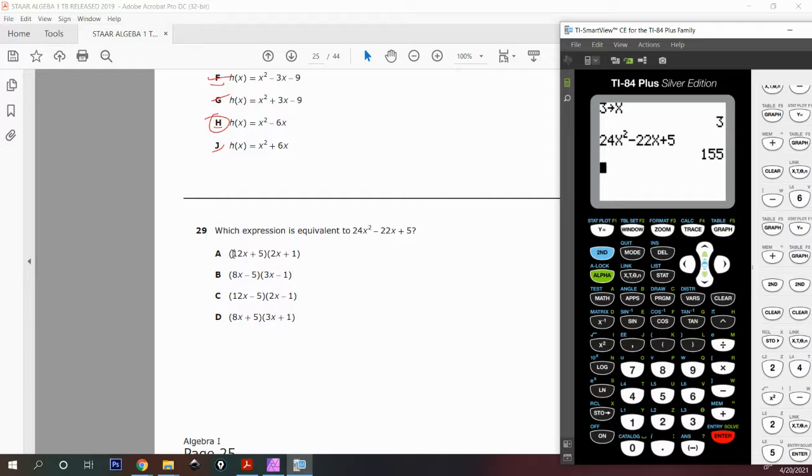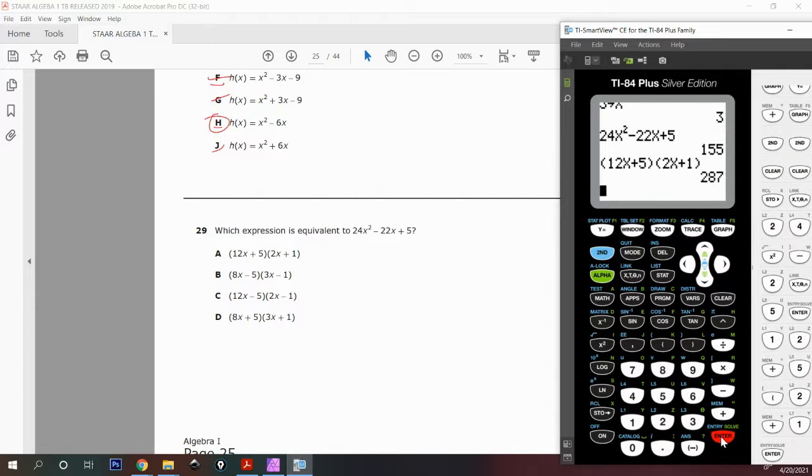So what I could do is go through and type all these in, and I can find which one matches. I do 12x plus 5. And notice I'm typing them in just like they look. 2x plus 1. All right, makes 287, so that's out. In fact, because this is a minus, there's no minuses in there. It can't be that one either.